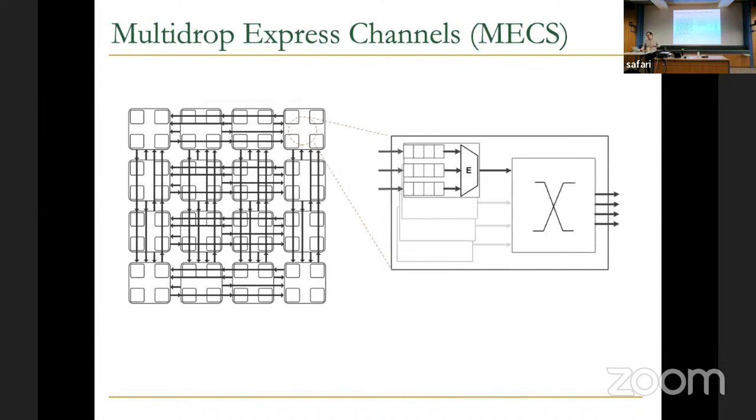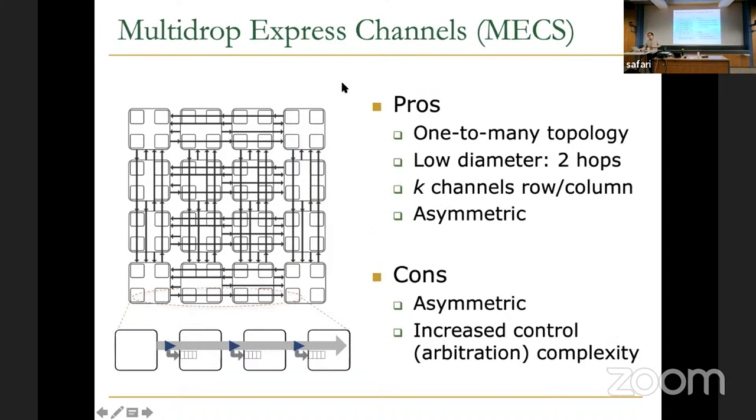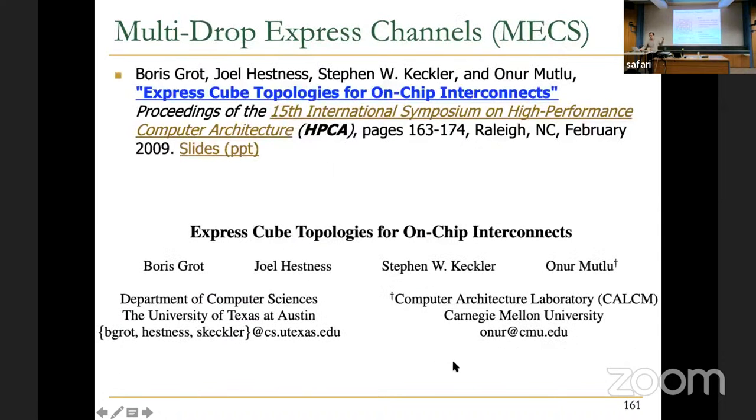Okay, so inside the router, you have a complicated router, of course, because you're receiving from three places over here and you're sending to four places, well, assuming it's a torus in this particular case. If you read the MEX paper, there are actually very interesting pros and cons for different topologies, but this is a one-to-many topology. One of them gets connected to many, as you can see. It's low diameter, two hops, that's the important part. Some things I did not discuss, but you can look at it. It's asymmetric, and there's some increased control complexity, but you can read the paper for more detail.